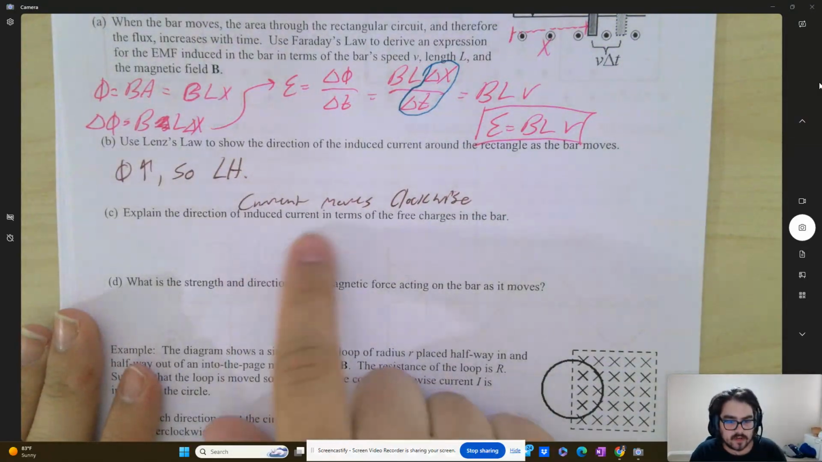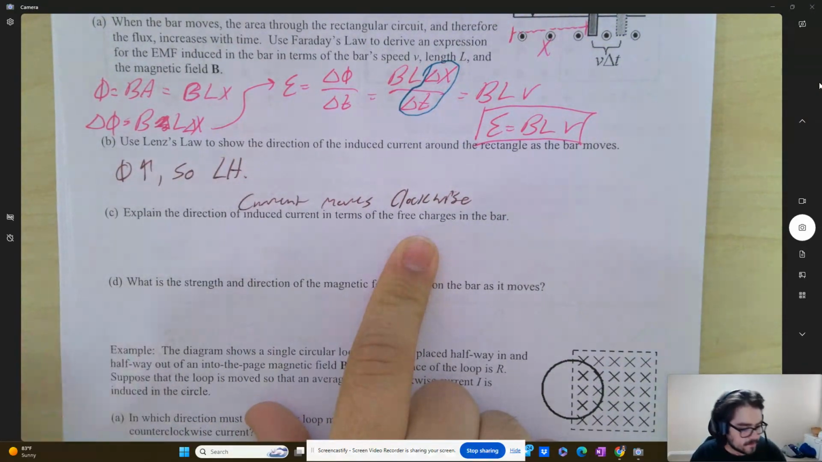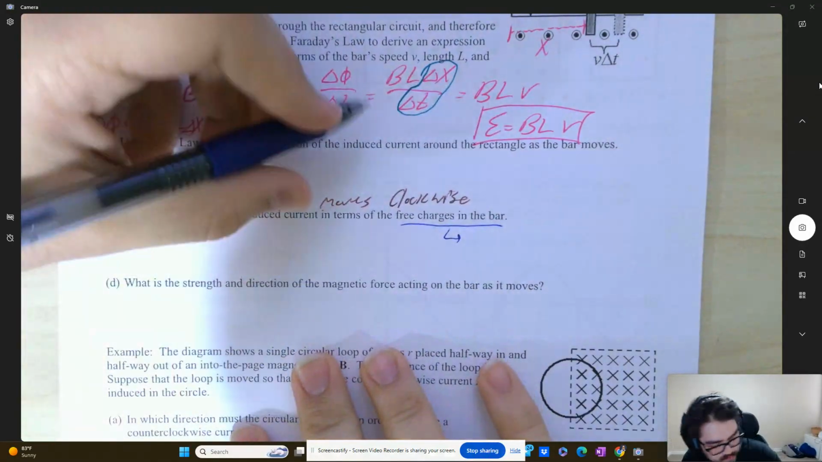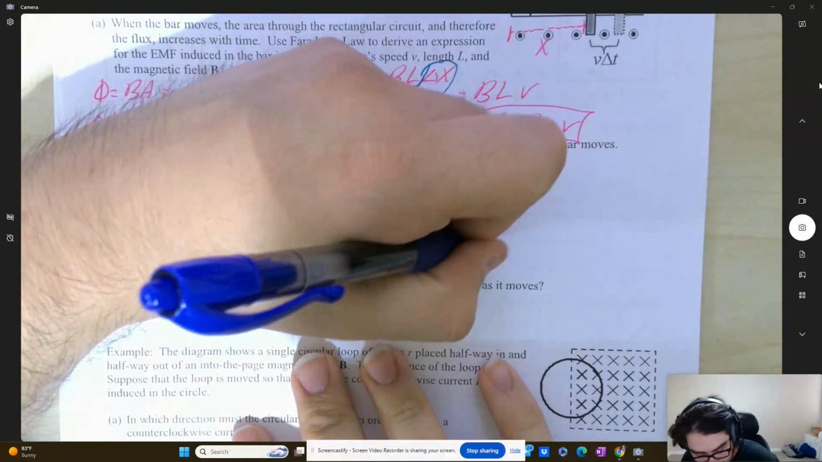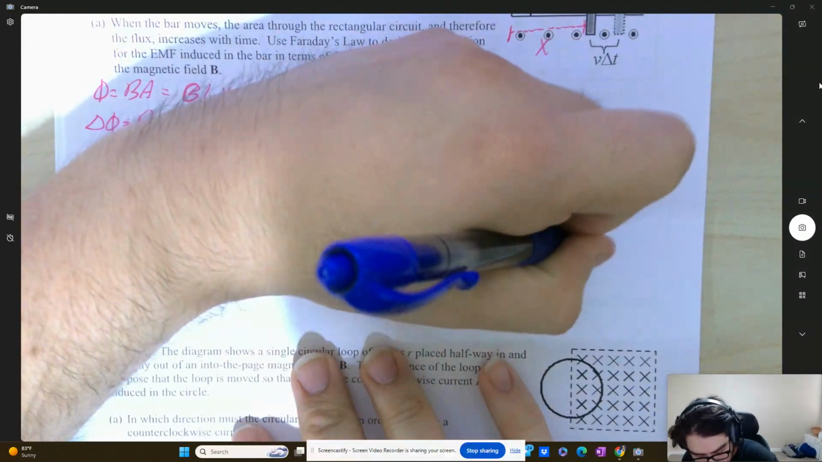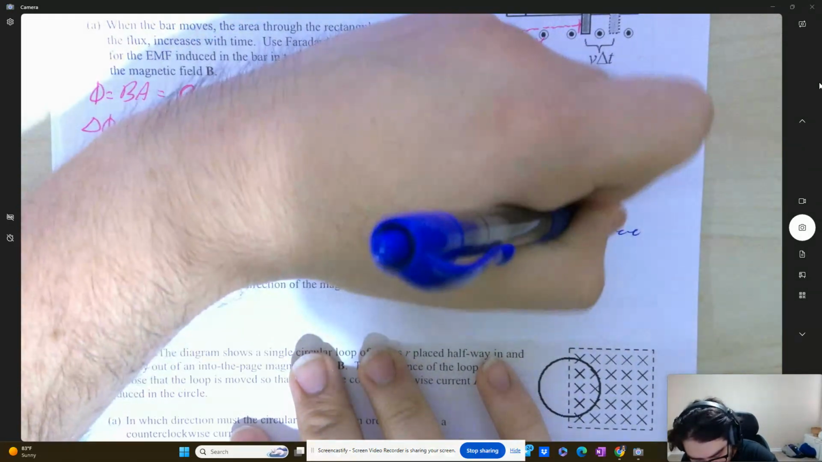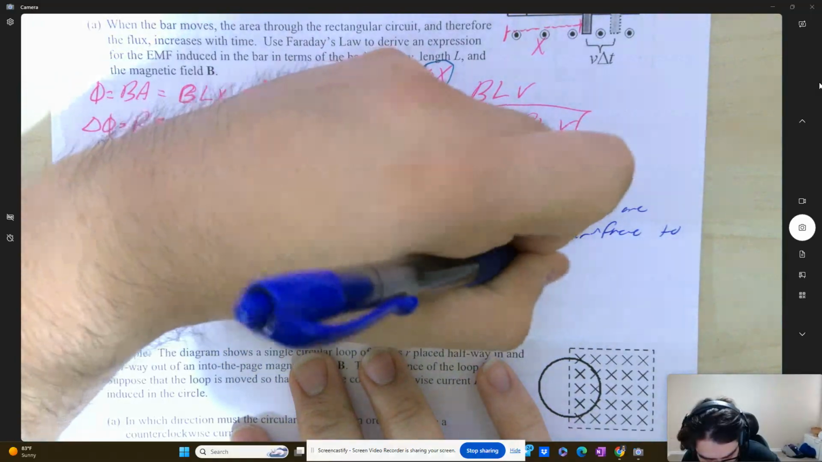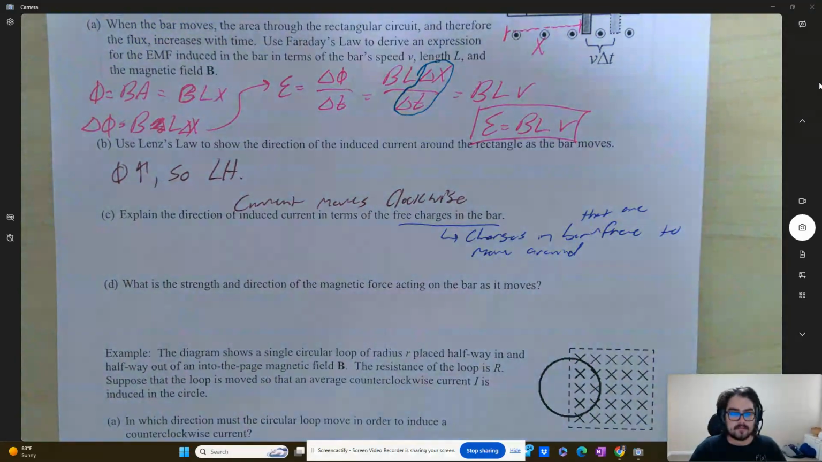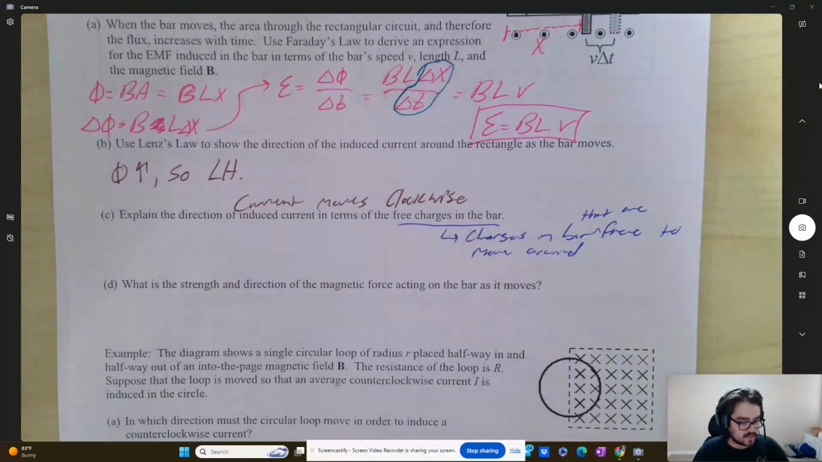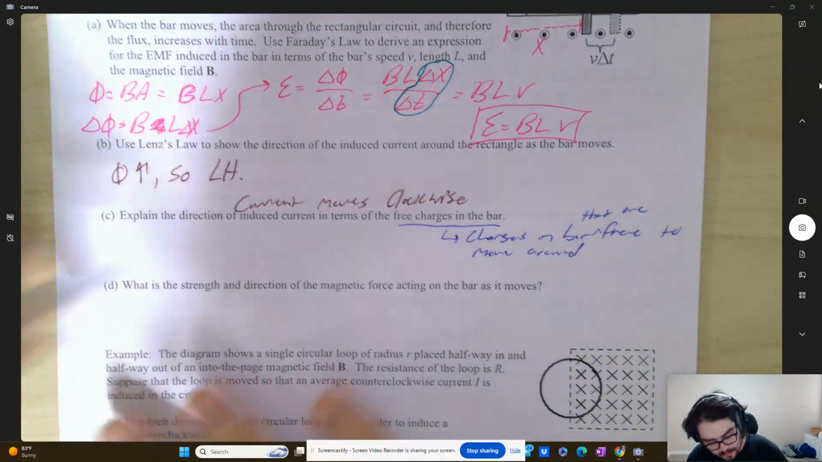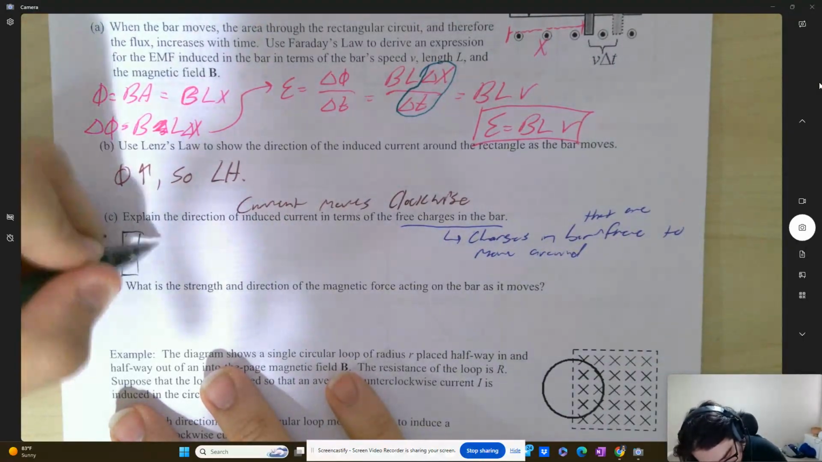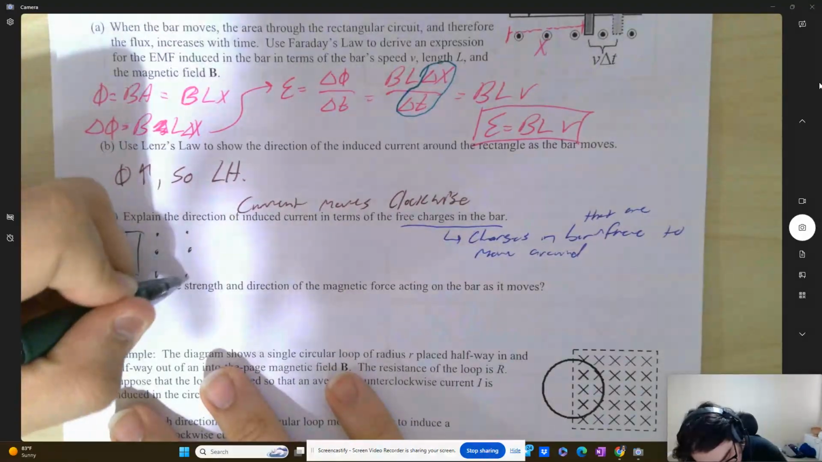Explain the direction of the induced current in terms of the free charges in the bar. What do I mean by free charges in the bar? When I say that, we're talking about the charges in the bar that are free to move around. And so if we envision this scenario, here's the bar, and then here's your magnetic field coming out of the page all around it.